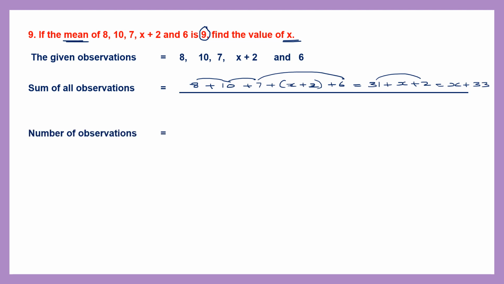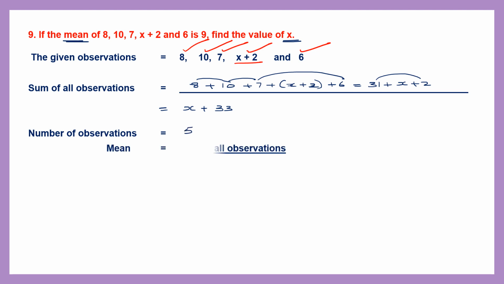Now the number of observations, how many observations are there? Let's count and see. 1, 2, 3, this whole thing is 1, so that's 4 and 5. So the number of observations is 5. Now let's use that same formula to find mean. Mean is sum of all observations by the number of observations, isn't it?